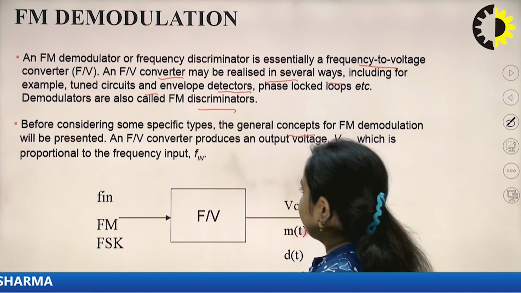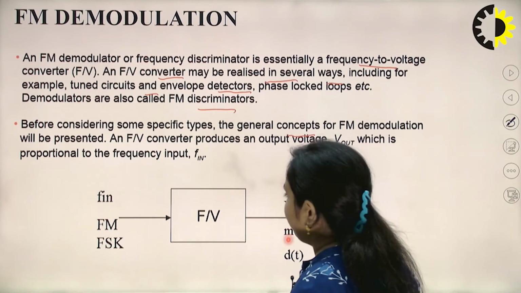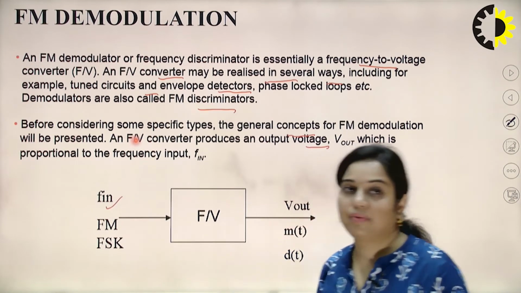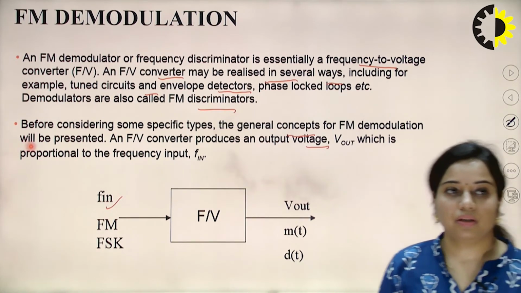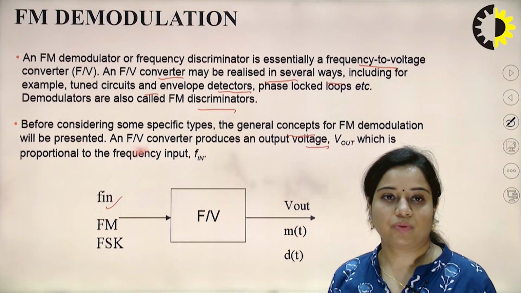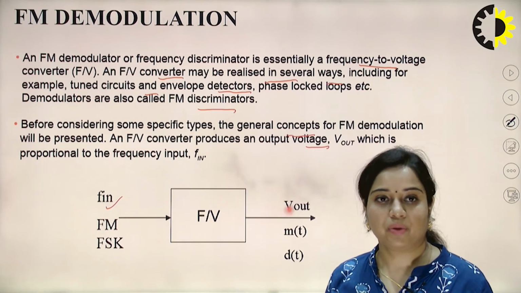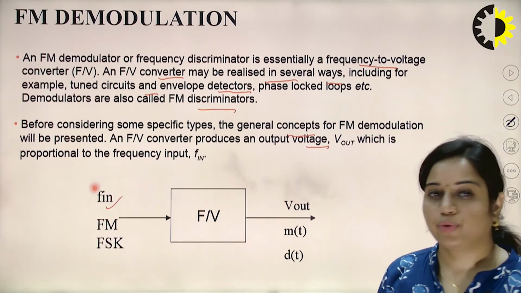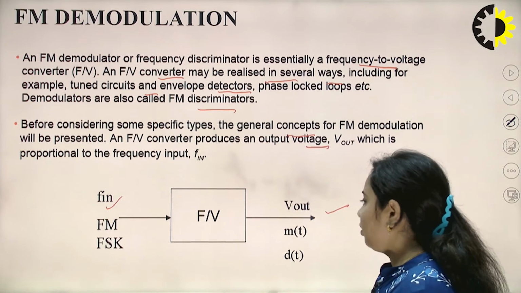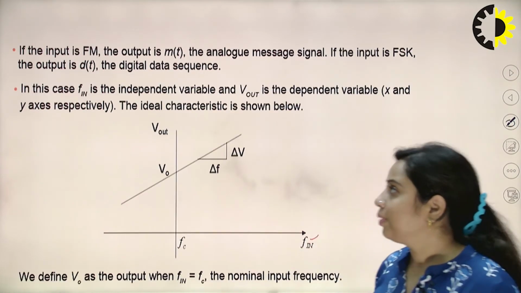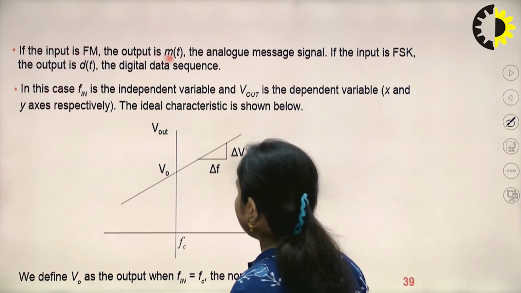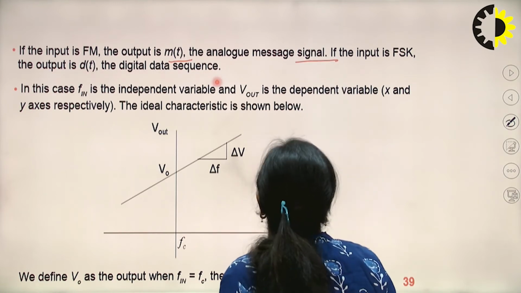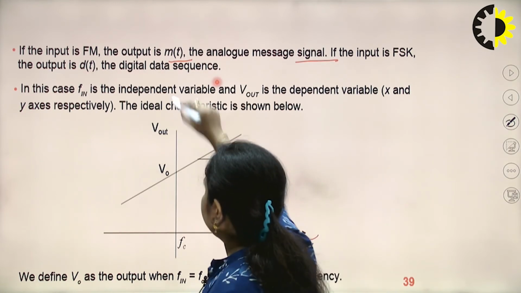A frequency to voltage converter produces an output voltage, that is V output. So this is basically the block of the frequency to voltage converter. Here the input frequency is given by Fin. The output will be a voltage, because it is a frequency to voltage converter. Whatever frequency we apply at the input will be converted into the corresponding output, denoted by V out. This is given by this particular equation. Now if the input is FM, the output is m(t), the analog message signal. If the input is FSK, the output will be d(t), the digital data sequence.